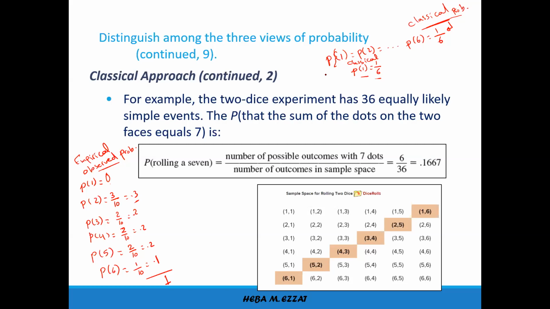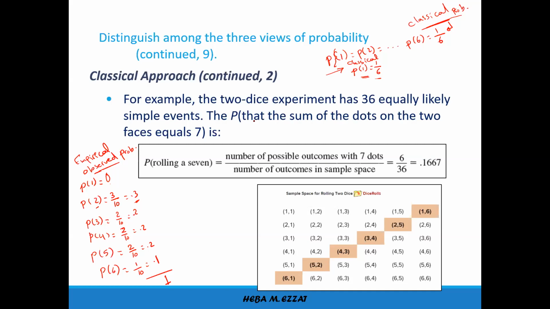We are assuming that all of them will be equally likely. The outcome of the experiment should be equal to the outcome of 2 and 3 and the rest of the 6 numbers. But this is what happened in the real world: we find that 2 is repeated 3 times, 3 was repeated 2 times, and so on. So this is the difference between empirical or observed probability and the classical probability.